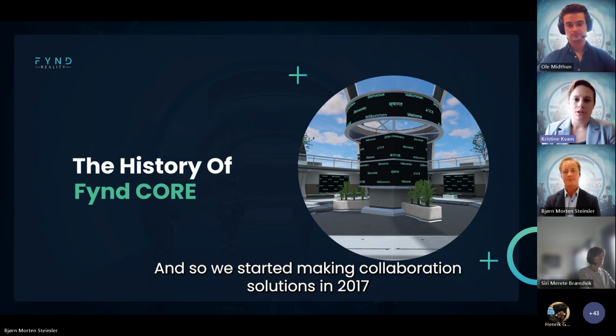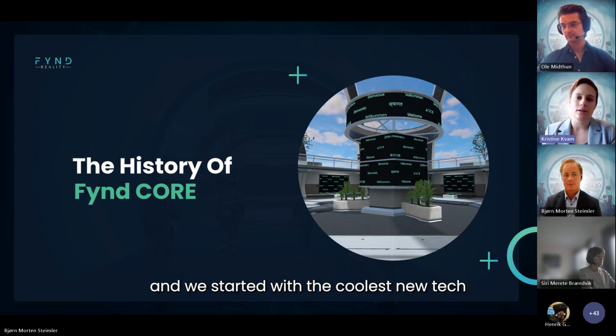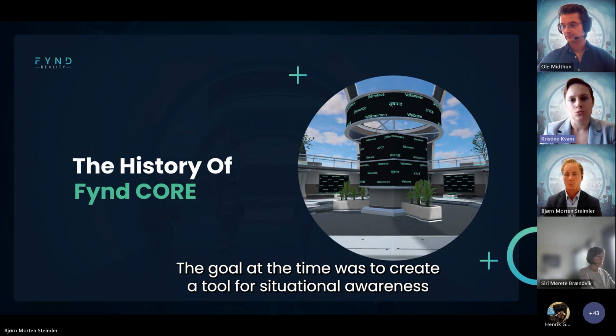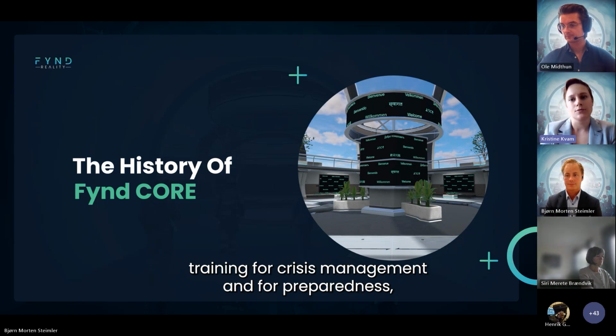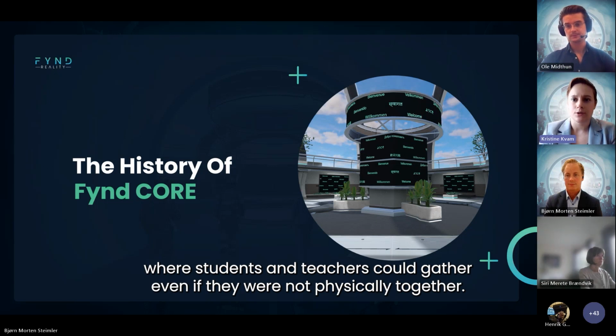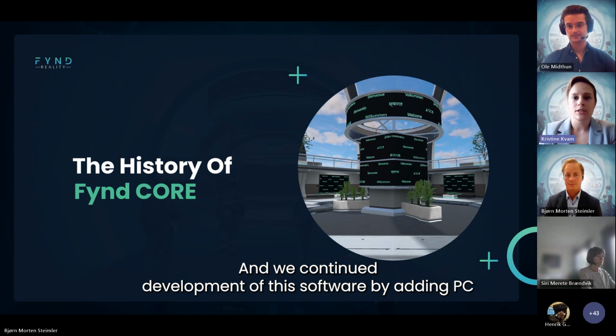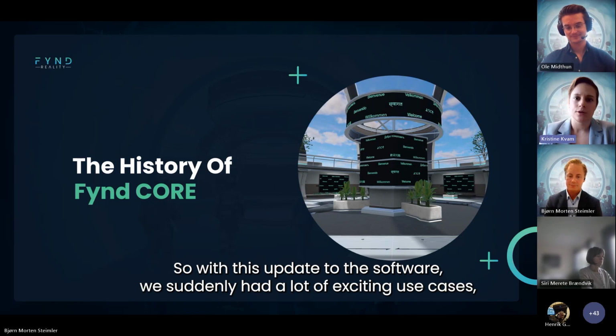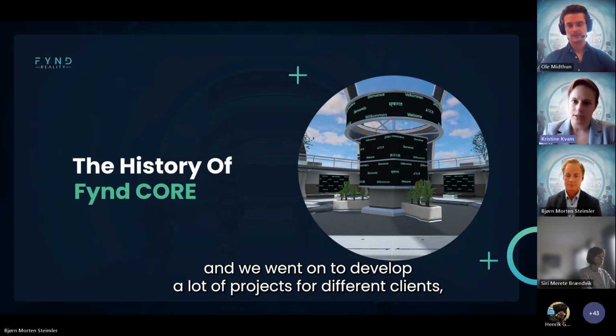So we started making collaboration solutions in 2017, and we started with the coolest new tech available at the time, which was the Microsoft HoloLens. The goal at the time was to create a tool for situational awareness training, for crisis management, and for preparedness, where students and teachers could gather even if they were not physically together. And we continued development of this software by adding PC, Mac, virtual reality, mobile, and tablet support into the mix as well. So with this update to the software, we suddenly had a lot of exciting use cases.